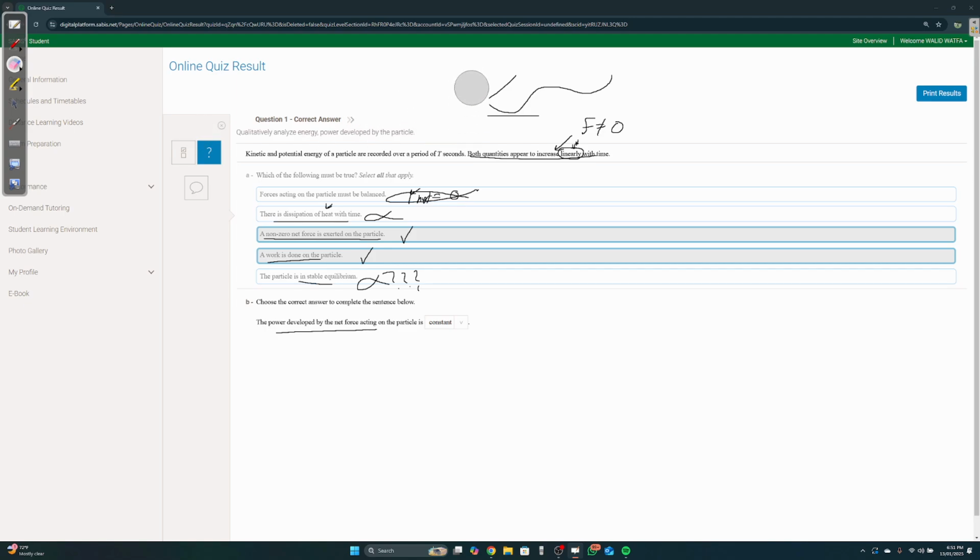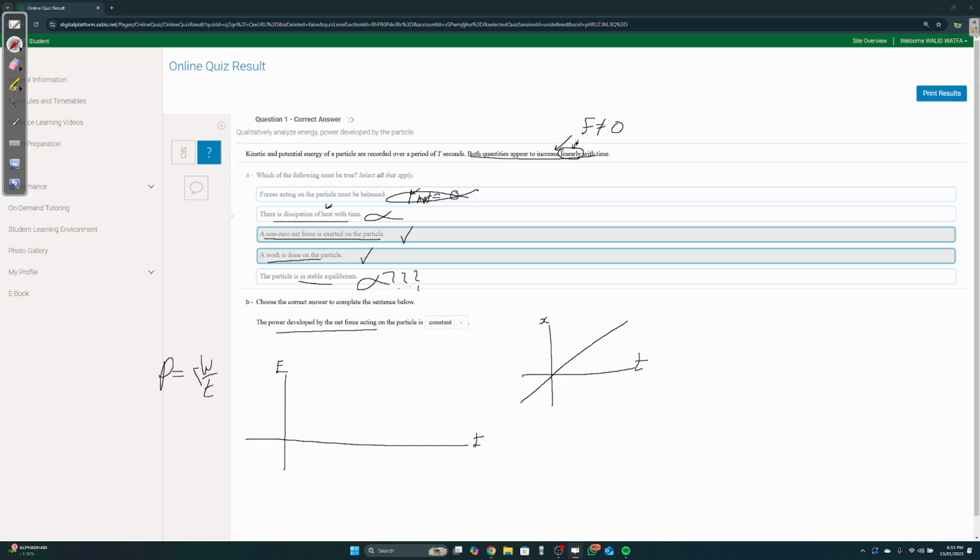Also, it was in the book. The book actually told us you can work with the energy-time graph as if it was an x-t graph. Remember, velocity is the derivative of displacement. The same way that power is the derivative of work with respect to time. It's the change in work with respect to time.